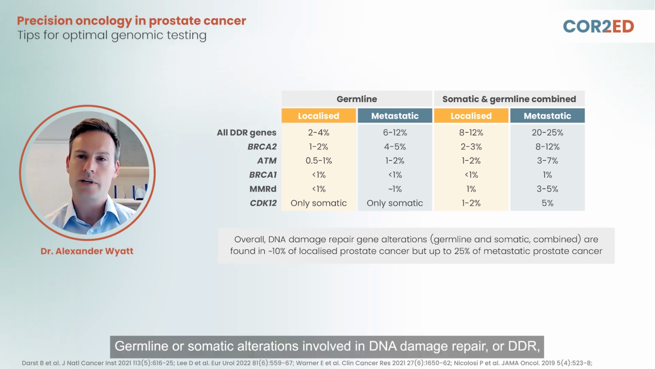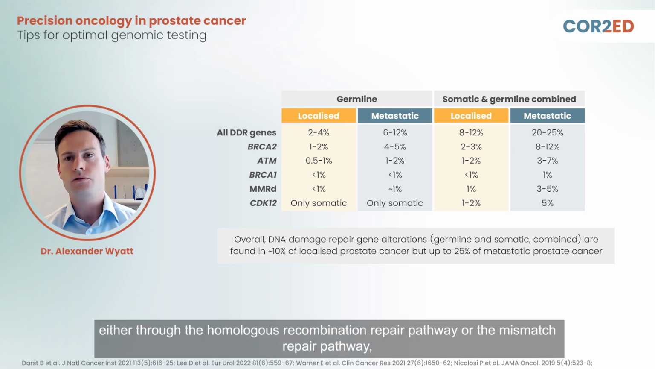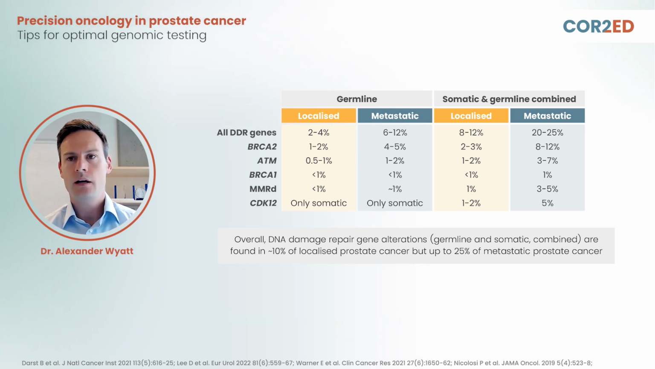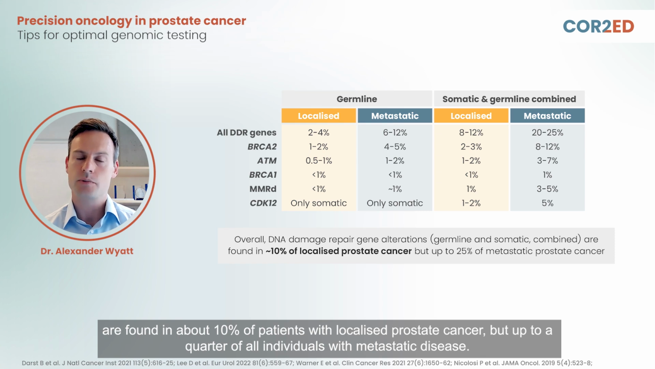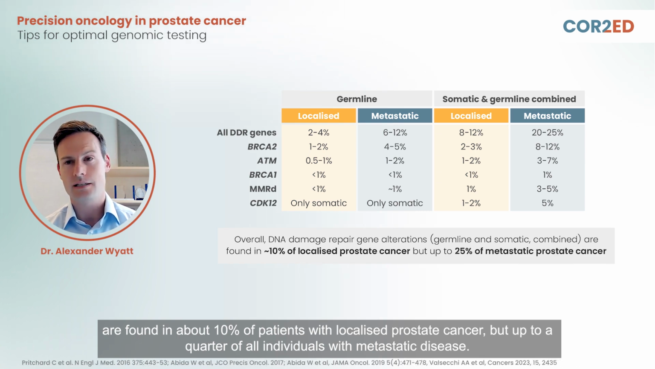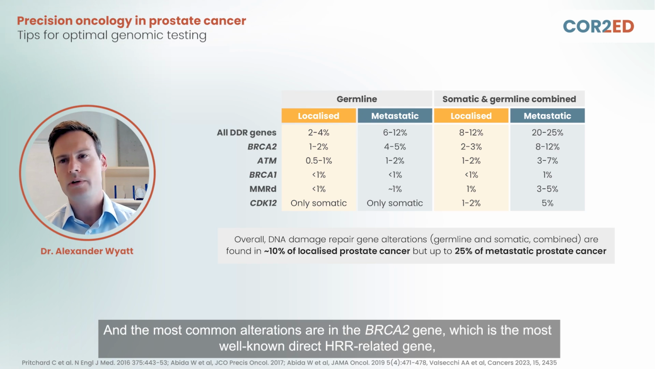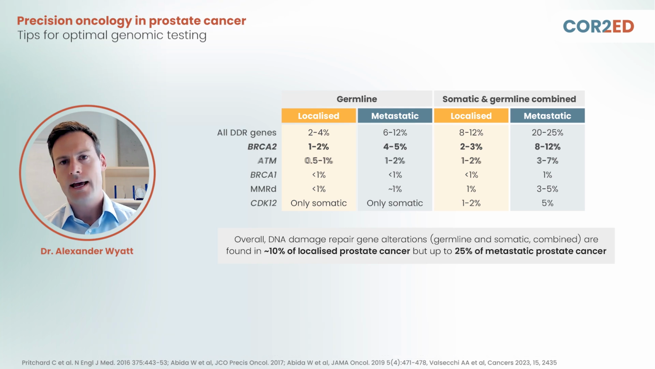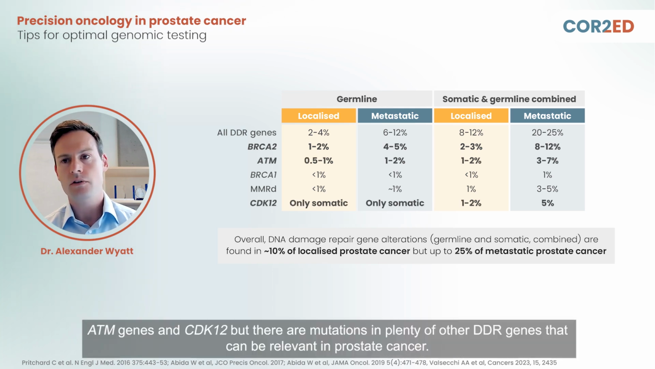Germline or somatic alterations involved in DNA damage repair, or DDR, either through the homologous recombination repair pathway or the mismatch repair pathway, are found in about 10% of patients with localized prostate cancer, but up to a quarter of all individuals with metastatic disease. The most common alterations are in the BRCA2 gene, which is the most well-known direct HRR-related gene, ATM genes, and CDK12, but there are mutations in plenty of other DDR genes that can be relevant in prostate cancer.